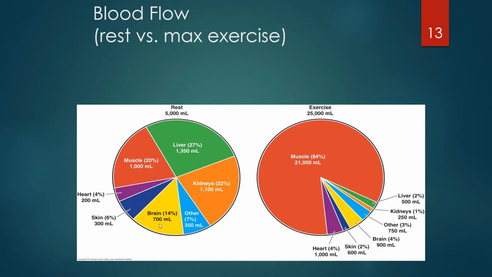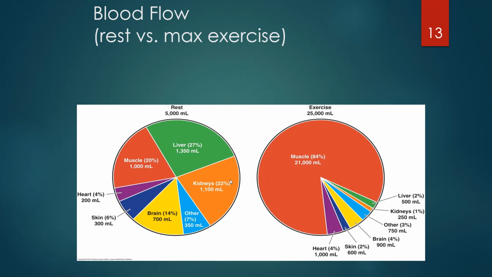The brain, 700 versus 900. So it goes up a little bit, but not drastically. So a good way to describe how blood flow to the brain changes during exercise is that blood flow to the brain is maintained, because this is definitely an organ you don't want to reduce blood flow to.